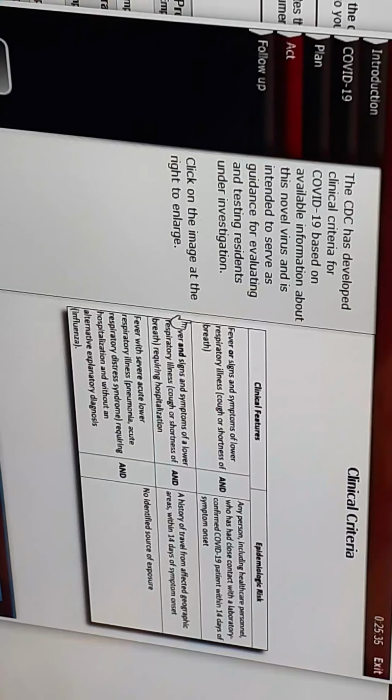The CDC has developed clinical criteria for COVID-19 based on available information about this novel virus and is intended to serve as guidance for evaluating and testing residents under investigation. Click on the image at the right to enlarge.